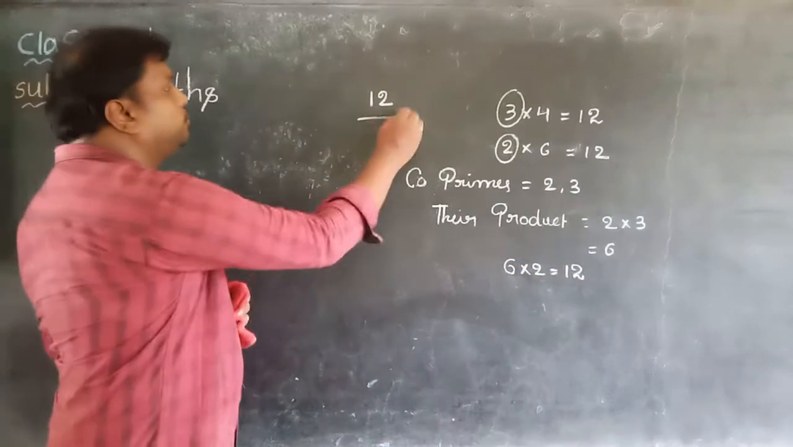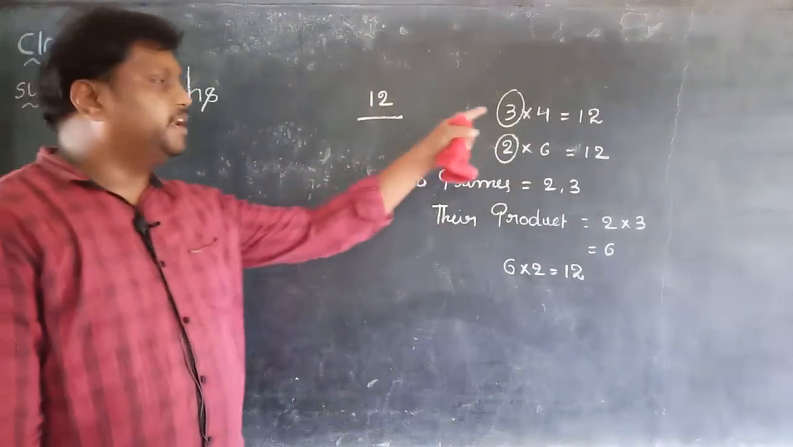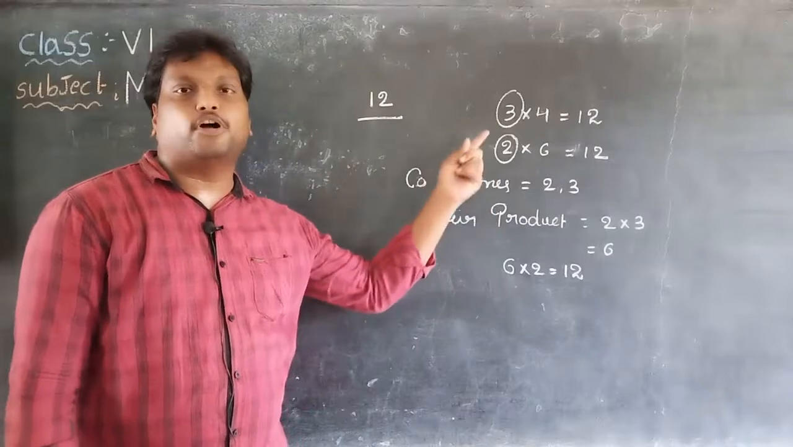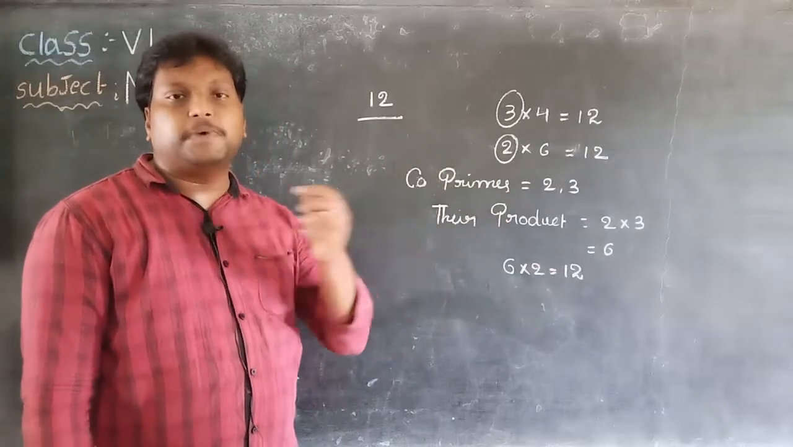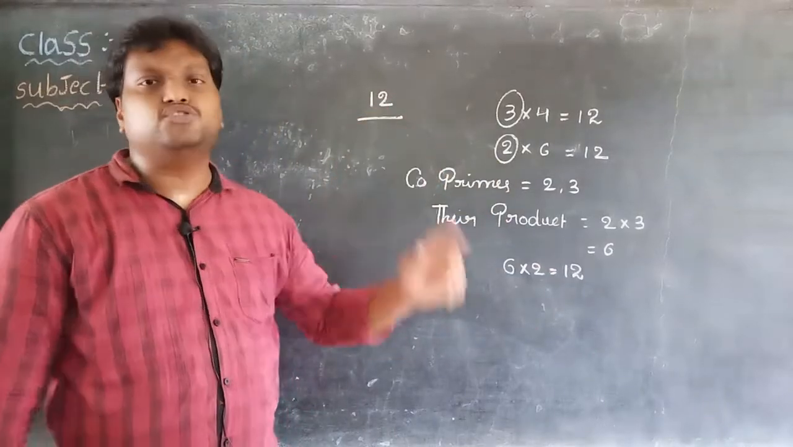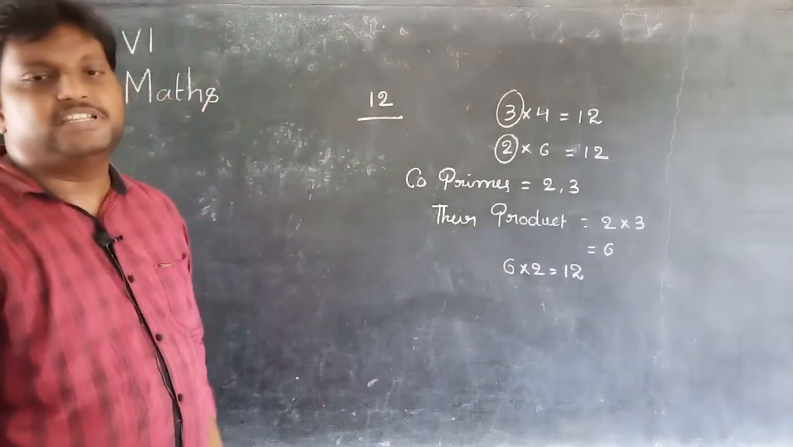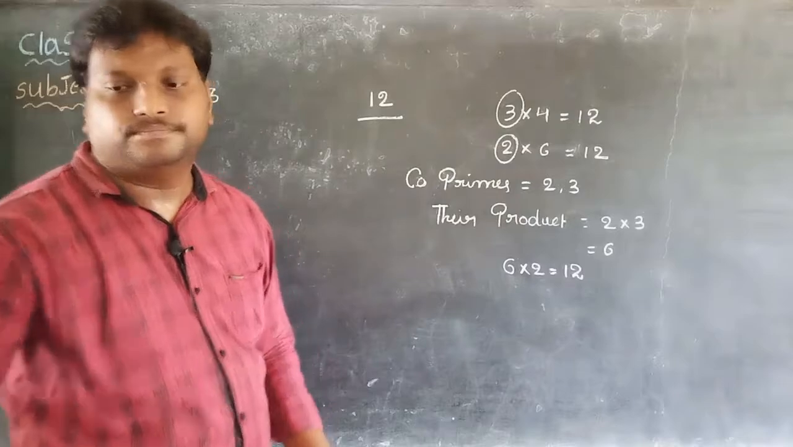Rule number 2: 12 is divisible by 3 and 12 is divisible by 2. These two are co-primes, and their product will be 6. That particular number 12 is also divisible by their product, 6. 6 twos are 12. This is rule number 2.